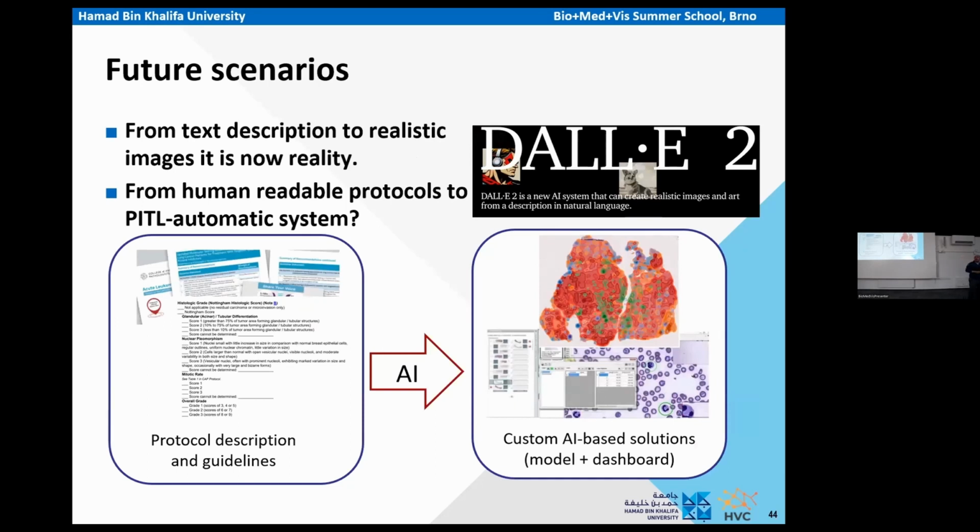I mentioned the fact that it's now realistic to have artificial intelligence frameworks that are able to create images from a textual description. And what could be a science fiction scenario is to have something that takes as input the protocol guidelines and a description, and uses AI to create custom dashboards, including models, toolkits, and methods that speed up and manage the workflow for pathologists.